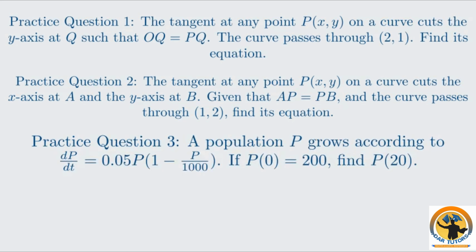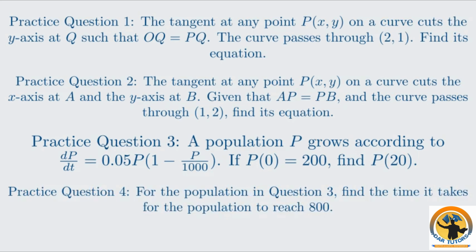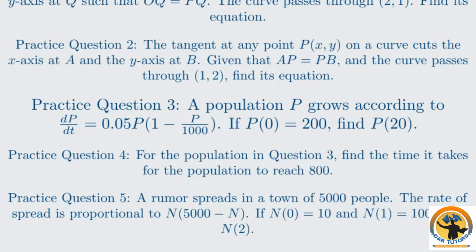Question 3. A population P grows according to the logistic model dP/dt equals 0.05 P times (1 minus P over 1,000). If the initial population is 200, find the population after 20 years. Question 4. For the population in question 3, find the time it takes for the population to reach 800. Question 5. A rumor spreads in a town of 5,000 people. The rate of spread is proportional to the number of people who have heard the rumor, N, and the number who haven't. If 10 people start the rumor and 100 have heard it after 1 day, how many people will have heard the rumor after 2 days?